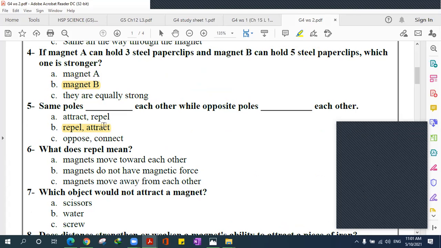So, same poles like south and south or north and north will push each other away. That's what we call repel. While opposite poles like north and south or south and north will attract each other. Thank you so much, Farah. Well done. Jumana is next.